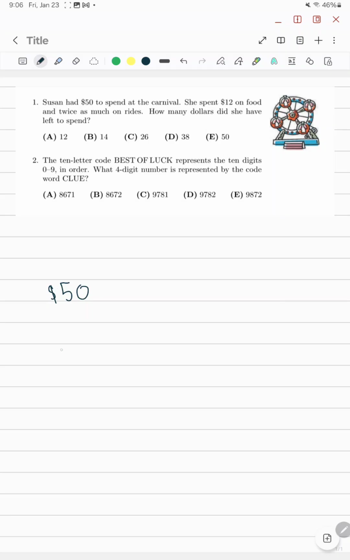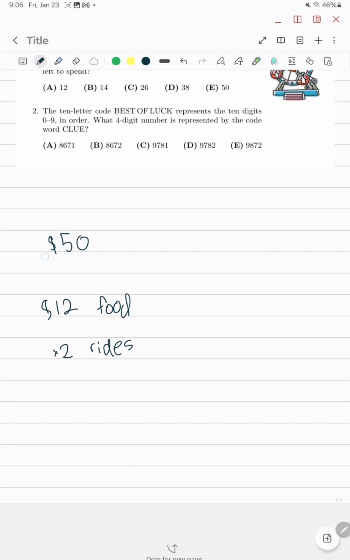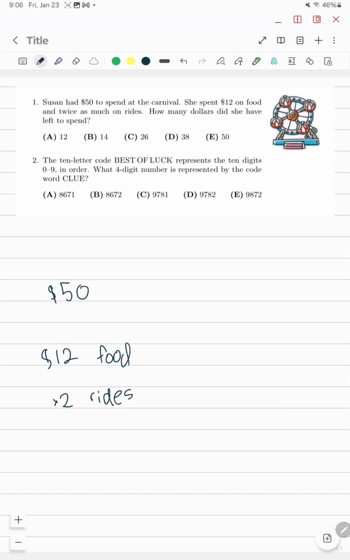She spent $12 on food, and twice as much on rides. How many dollars did she have left to spend?